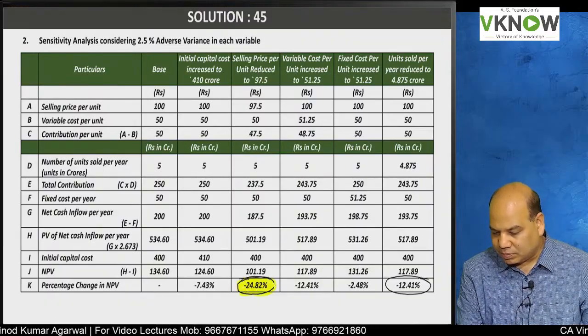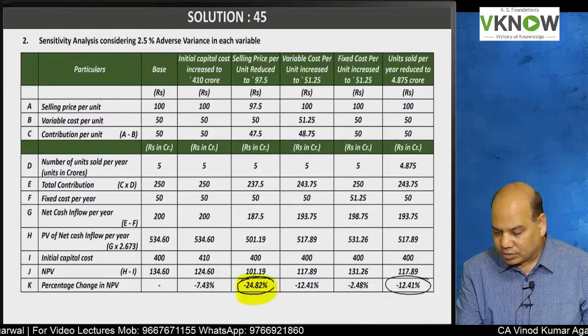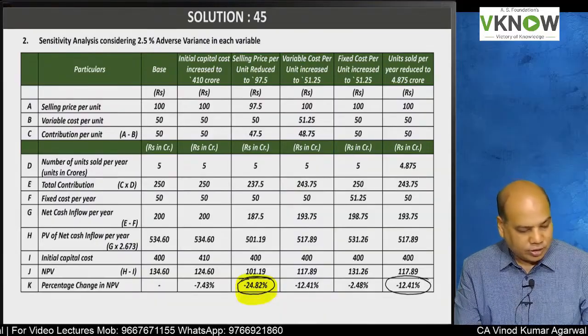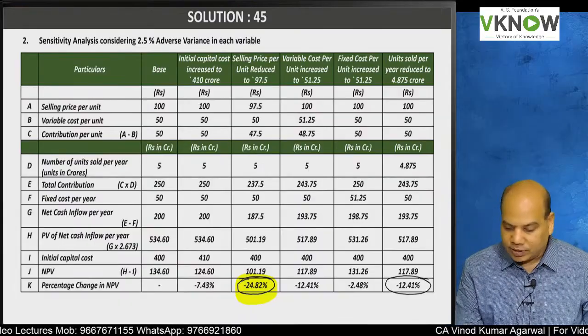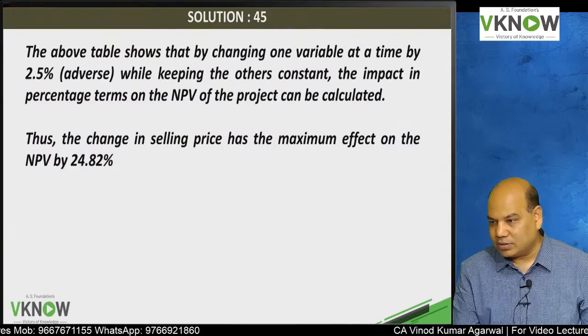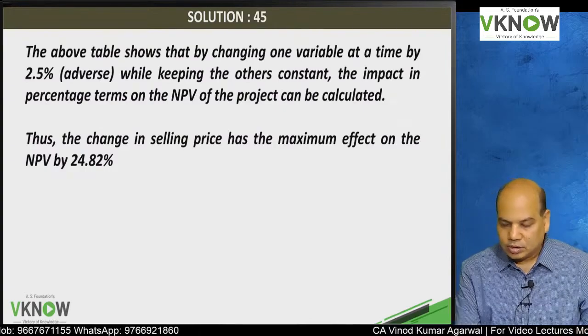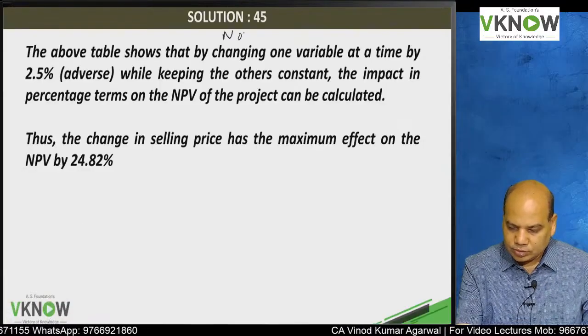A 2.5% change in selling price will reduce NPV by 24.82%. So the question was, which variable is having the maximum effect? You will say selling price will have maximum effect. Write down the answer now. Note.